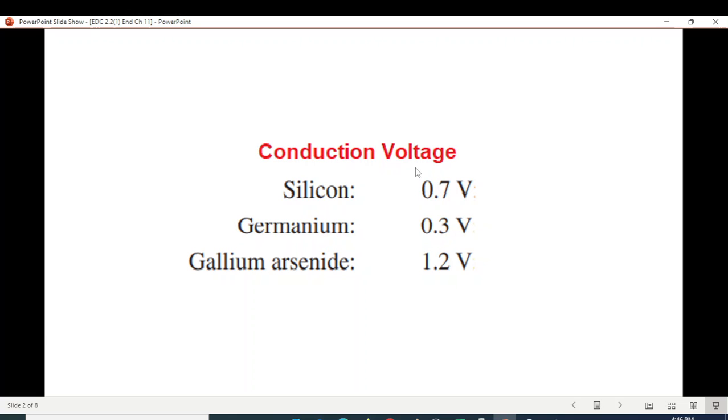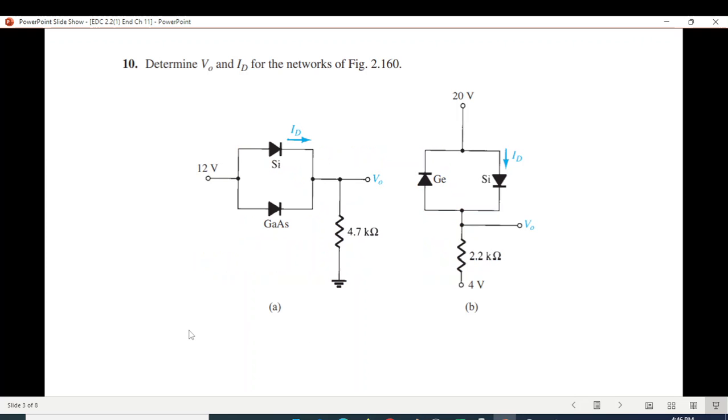And just a recall that the conduction voltage required for a silicon diode is 0.7 volt, for germanium diode it is 0.3 volt, and for gallium arsenide it is 1.2 volt. Let's go to question number 10 straight away.